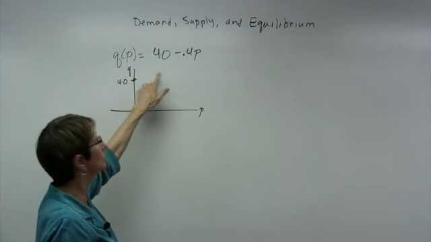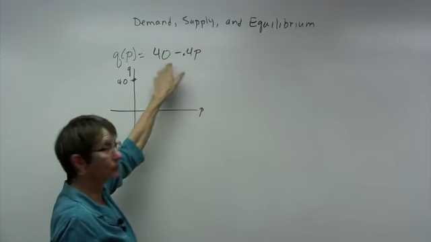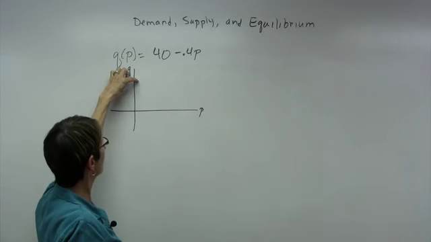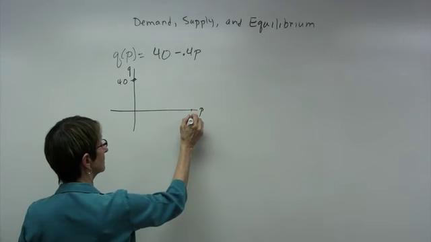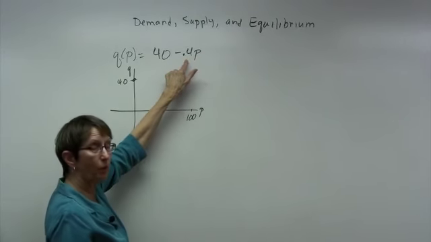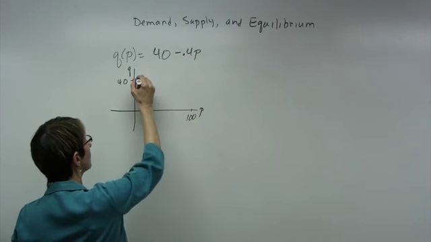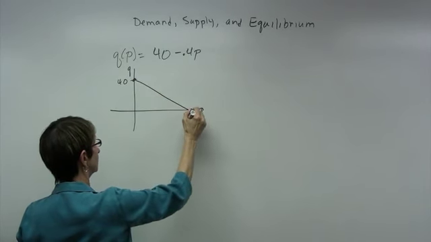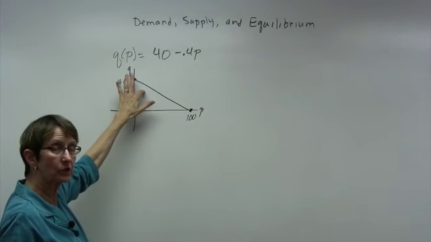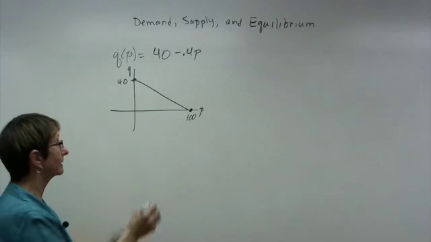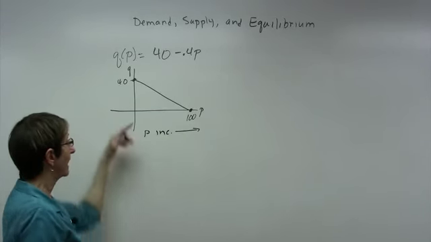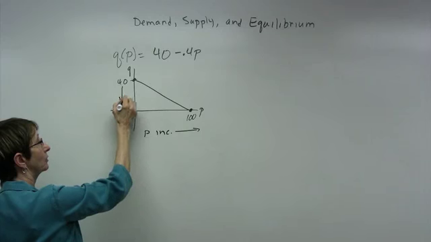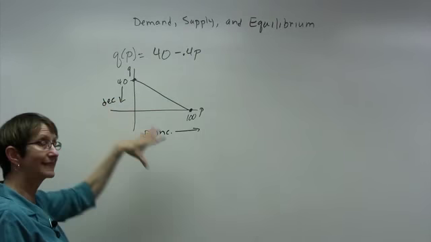As we go on and pick values for P, as we multiply, we're subtracting from 40. So our values are getting lower for Q. If we go over to, say, P equals 100, if I multiply 100 times 0.4, I get 40. So my quantity has dropped to 0. So I have a linear function and it's decreasing. And if you think about it, as P increases, that means P is moving to the right. As P increases, our quantity decreases. So it is a decreasing function.